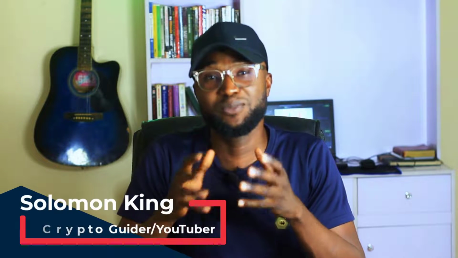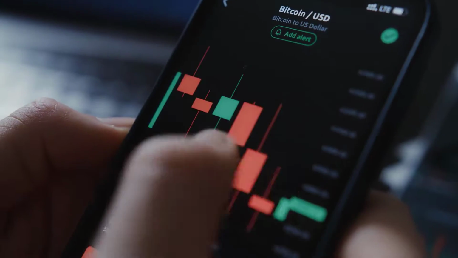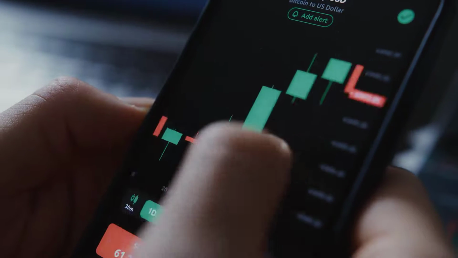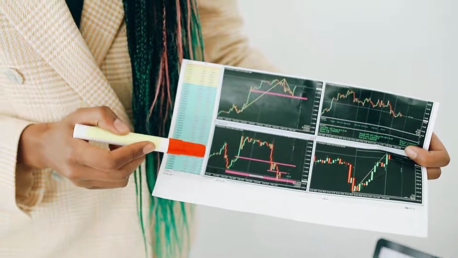When you are starting out in the financial market as a complete beginner, especially the crypto space, understanding candlesticks and how they affect price movement is very fundamental and very important to your journey to becoming a professional trader or professional cryptocurrency trader.